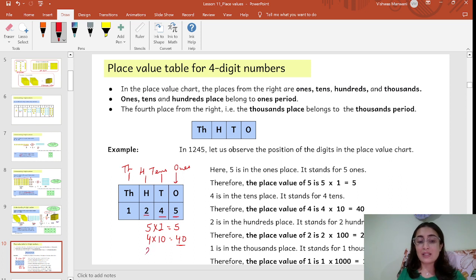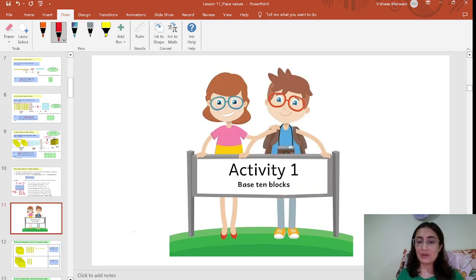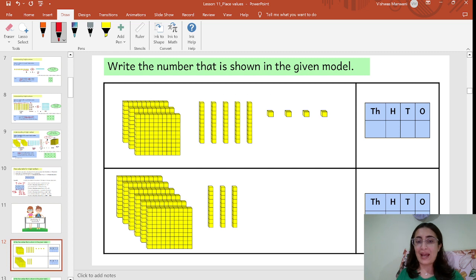So to write the place value of 2, I would multiply it with 100, which gives me the place value of 2 as 200. And finally, to write the place value of 1, which is at the thousands position, I multiply that 1 by 1000, which gives me the place value of 1 as 1000. So this basically should sum up how we can write the place values. Okay, now let's come to a few activities.